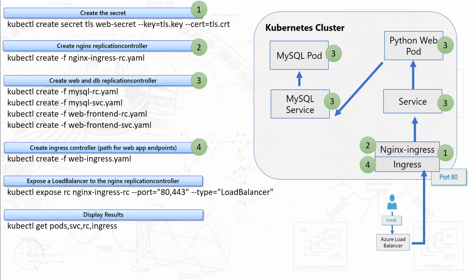Number four, this is essentially creating the Ingress controller, which does the mapping for routes to specific services, which in our case is only going to be the web service. And that's why you see number four there with the Ingress controller.